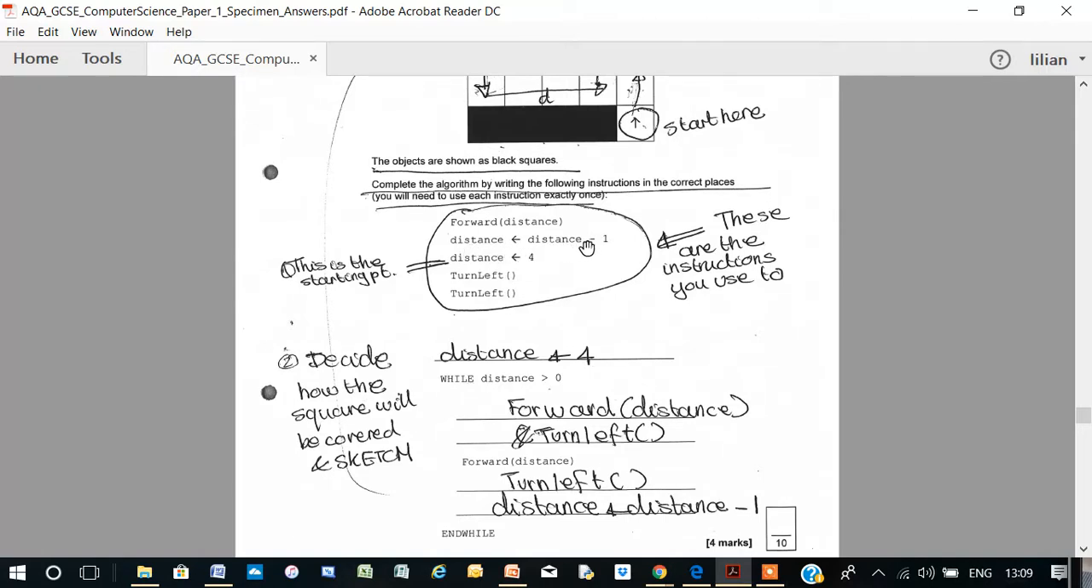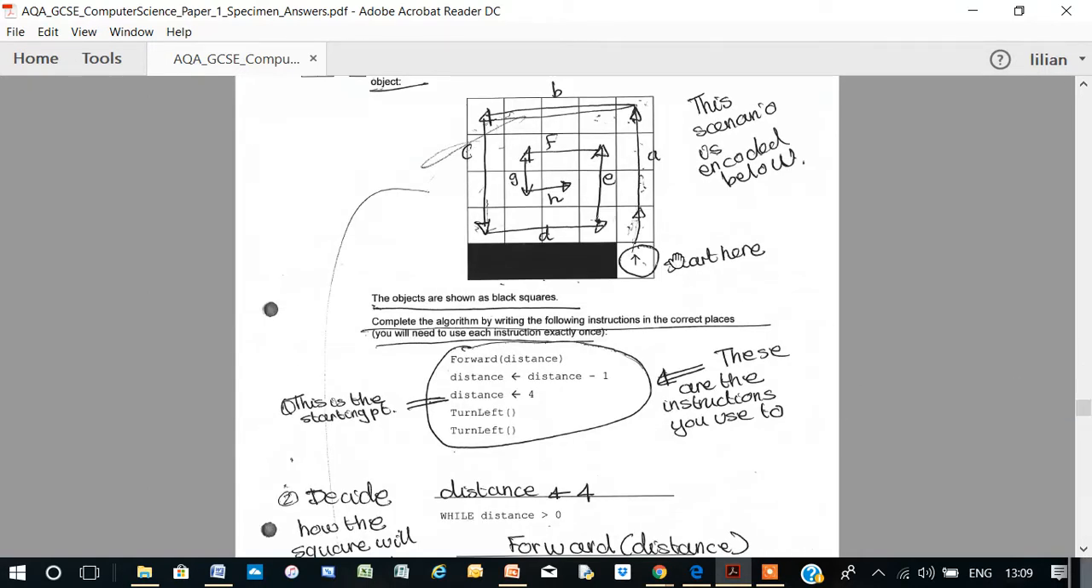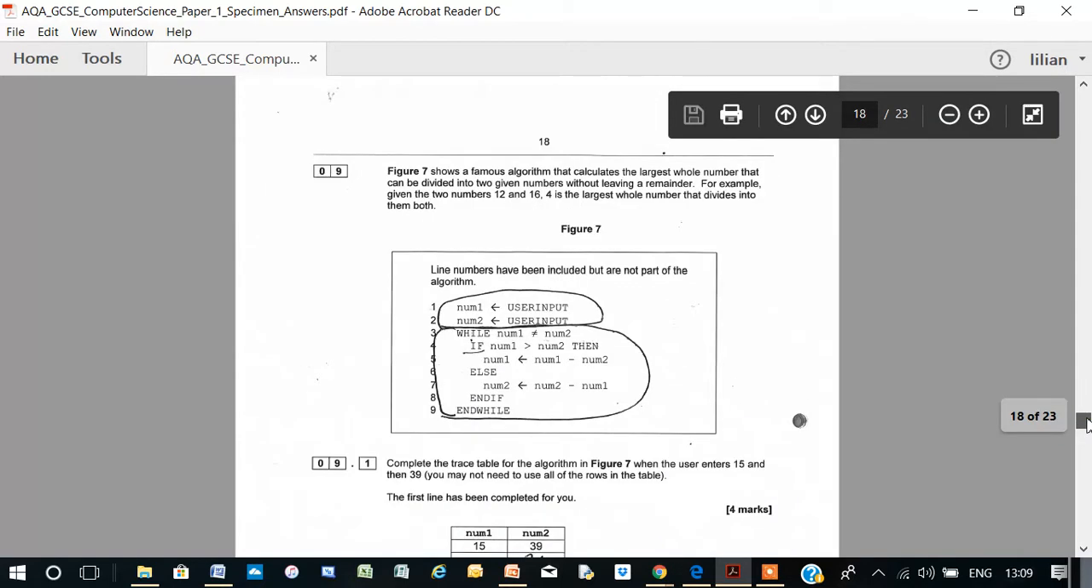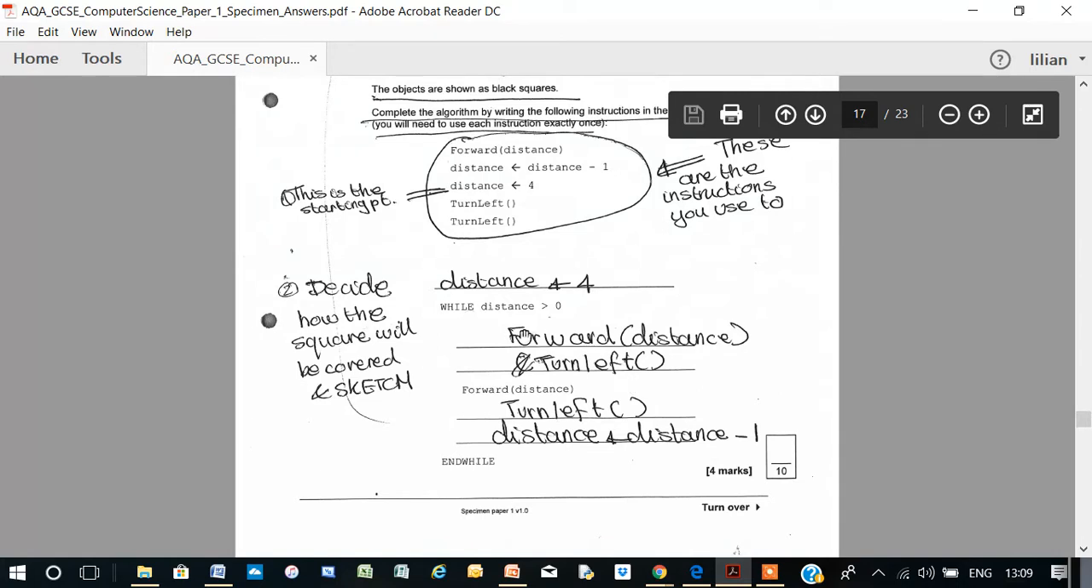Distance equals distance minus 1. Distance equals distance minus 1 there. So 2 of these statements are taken care of, this one and that one. Then, while distance is greater than 0, perhaps you go forward, so the robot goes forward here. So we'll put the forward command here, forward distance, and then you're left with turn left, and we put them in here.